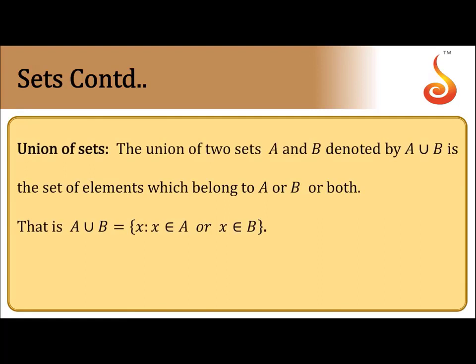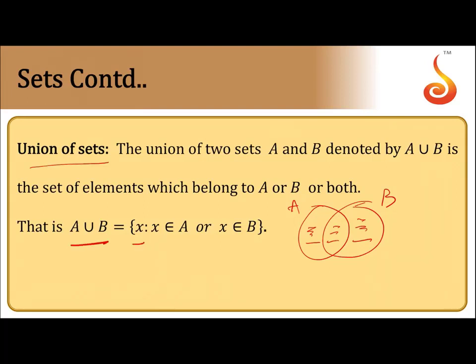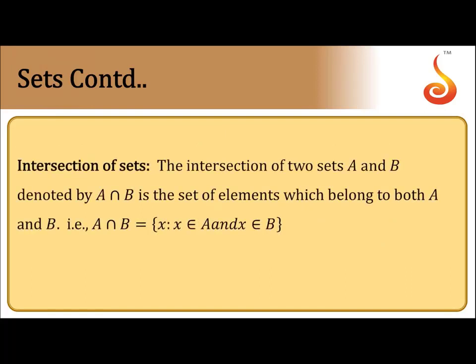Coming to the next one, the union of sets. Through the diagram, it will be easy to understand. If I consider the set A and the set B, the set of all elements in A, in B, and in both A and B is called the union of the sets. That means A union B is the set of x such that x belongs to A or B or A intersection B.